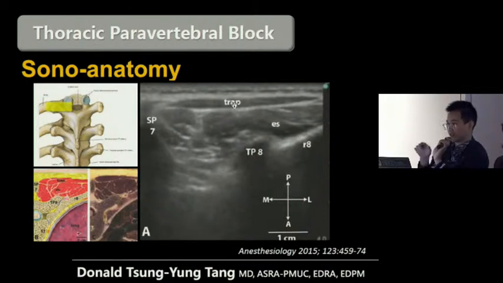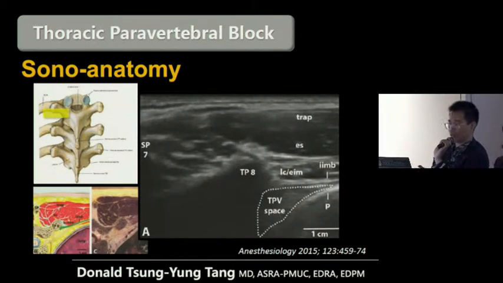The first step is to find the rib, and then move the probe slightly caudally. The rib will be gone. Now there's only the transverse process, and this is the pleura. In the middle is the thoracic paravertebral space. This is what most workshops and textbooks teach students or doctors to practice for the thoracic paravertebral space.